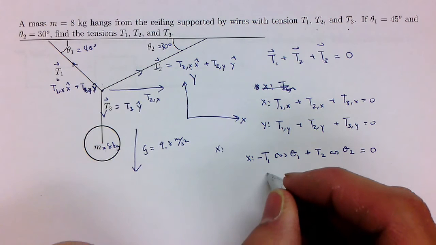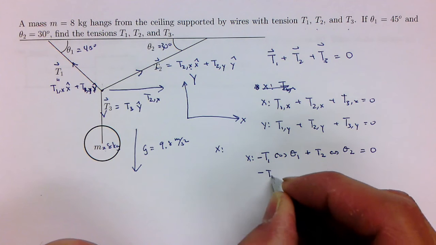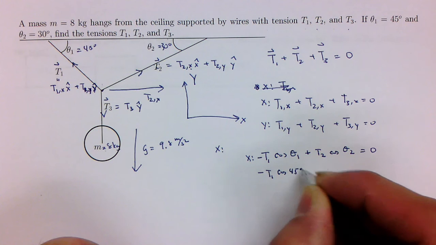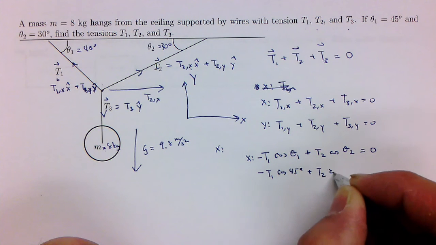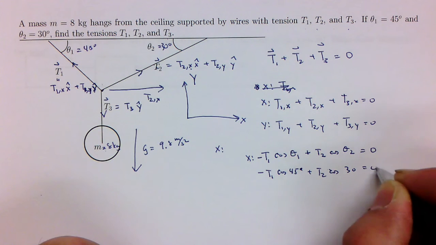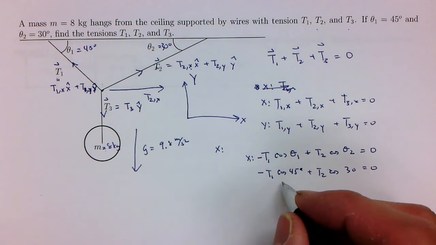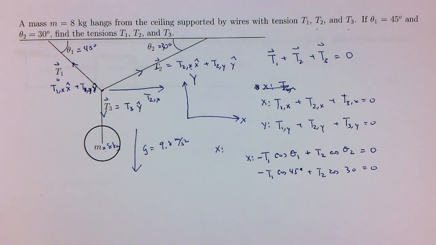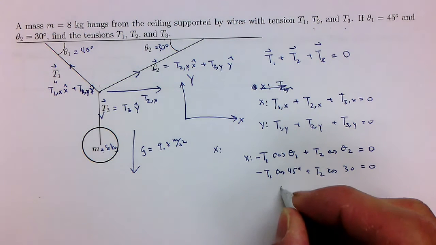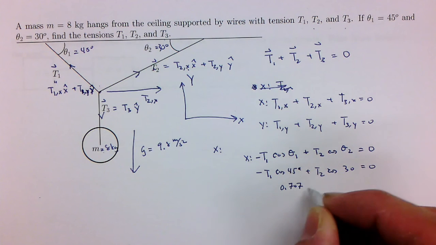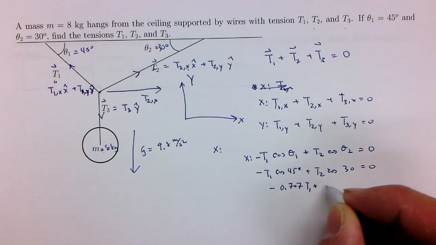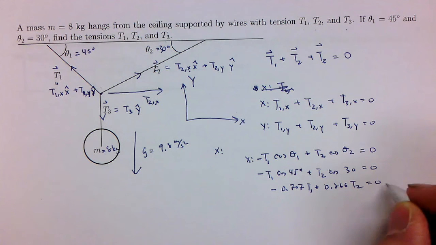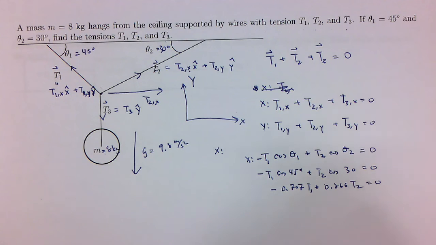Okay. All right. Now, if we plug in the numbers here, this is minus T1 cosine of theta 1, which is cosine of 45 degrees, plus T2 cosine of 30 degrees, is equal to 0, right? So this number right here is 0.707 T1, plus this one is 0.866 T2, is equal to 0, right? Which means I can solve for T2 in terms of T1.